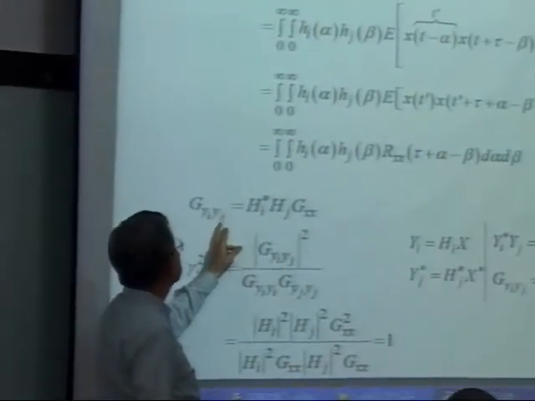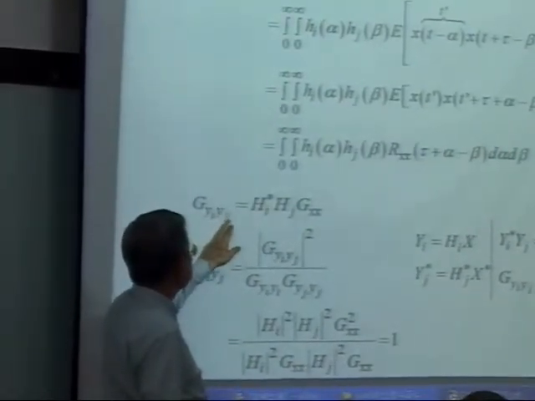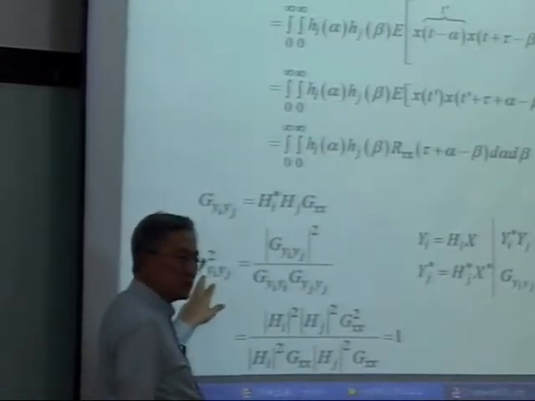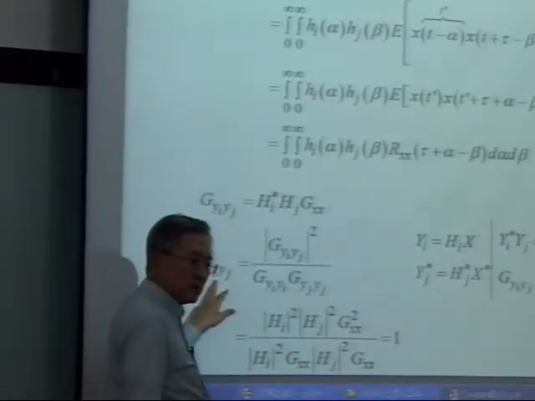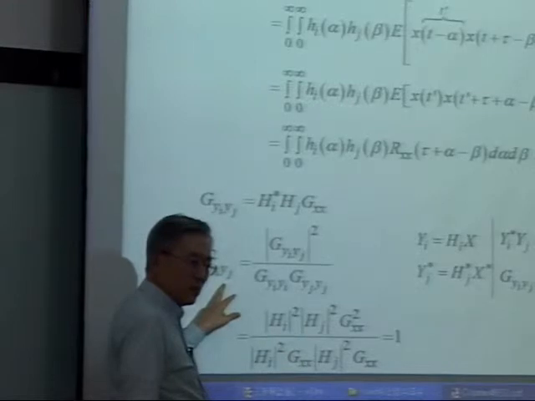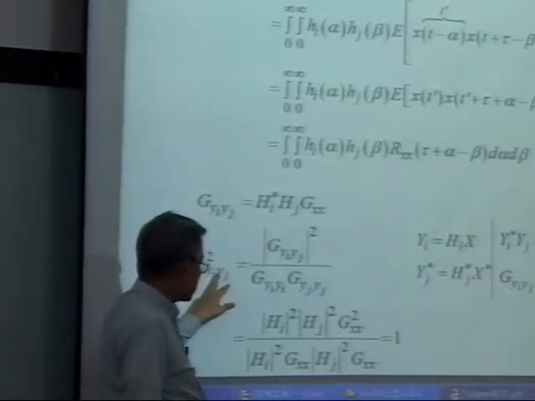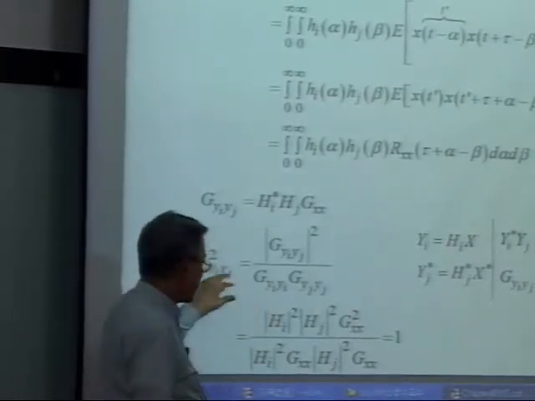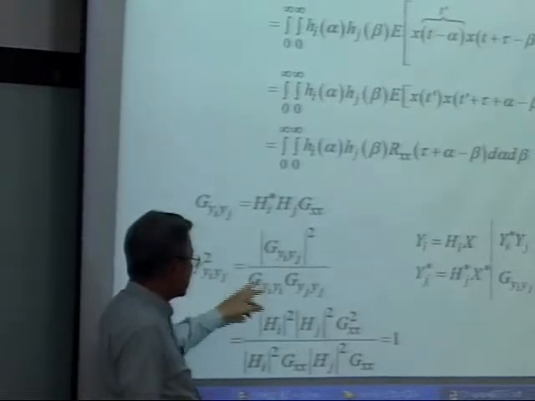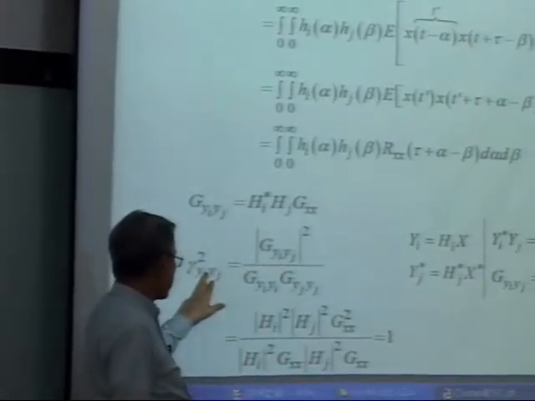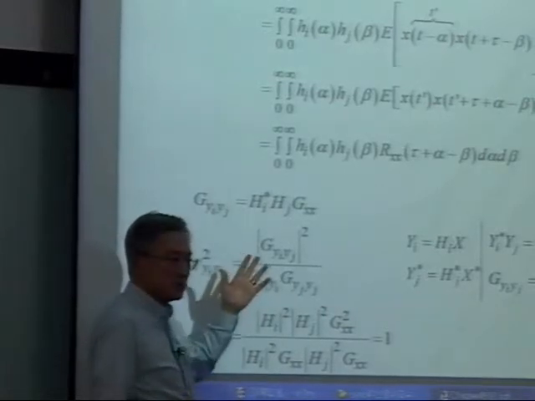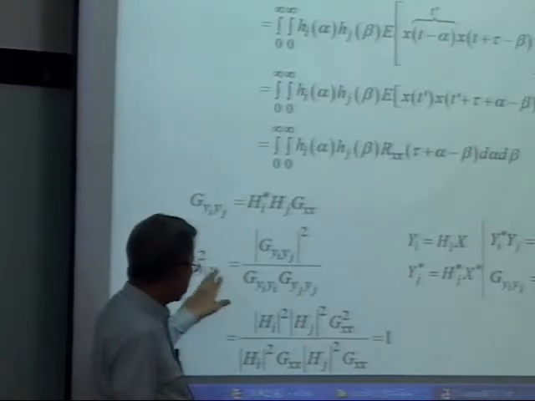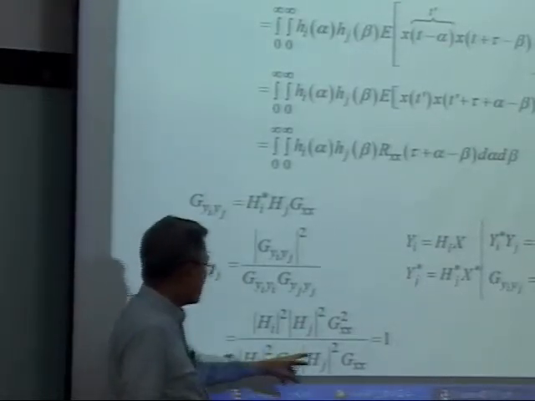Gyiyj, this is yi, yj, this. This is the coherence function between the outputs Yi and Yj. Coherence function, whether it's related or not between the Yi and Yj systems. Identical, if you drop the i and j, that's what you see all the time. And this is equal to 1.